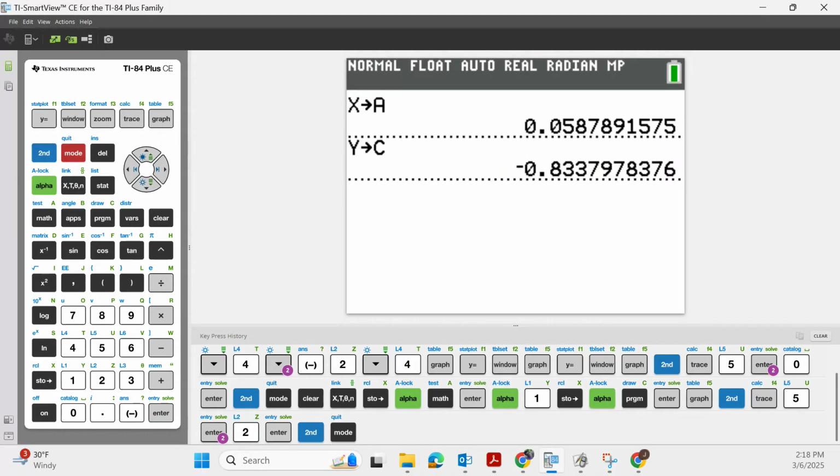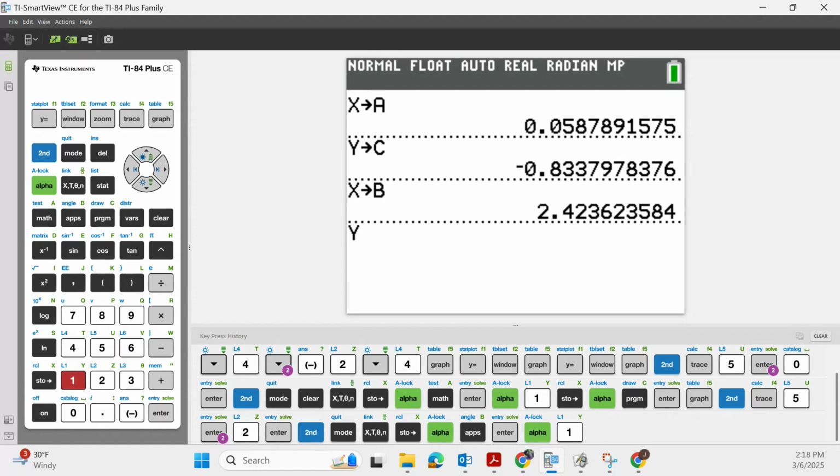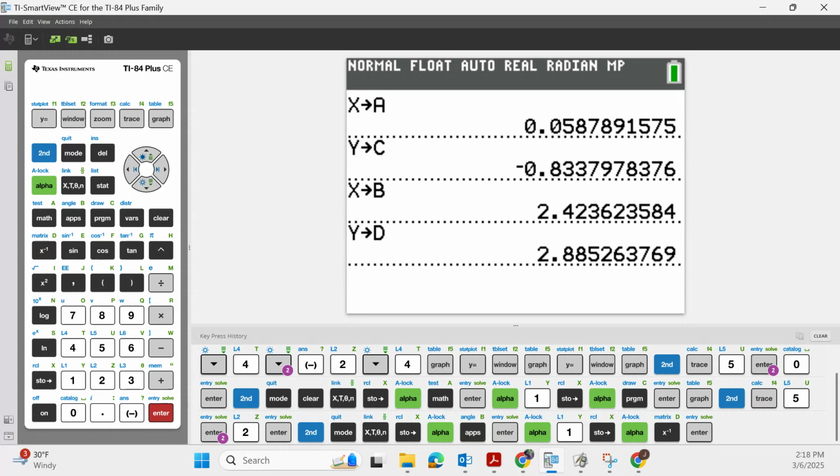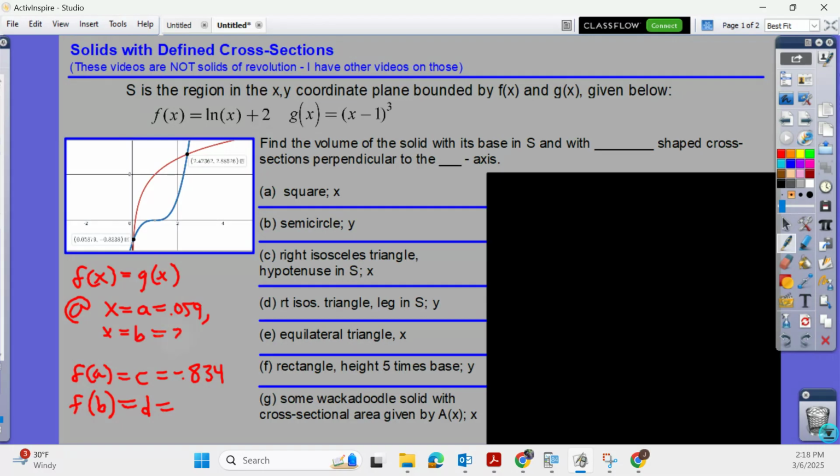Again, quit out of here. I'm going to store x, so I hit the variable button, as b now. And I'm going to store y, so alpha 1 for y. I'm going to store it as d now. And there's that. So I have A, B, C, and D now stored in the calculator. And B and D, again, are about 2.424 and 2.885. So I'm going to write those on my paper, 2.424, 2.885. And I'm going to be using, again, those A, B, C, and D values as my limits of integration as we do these problems.